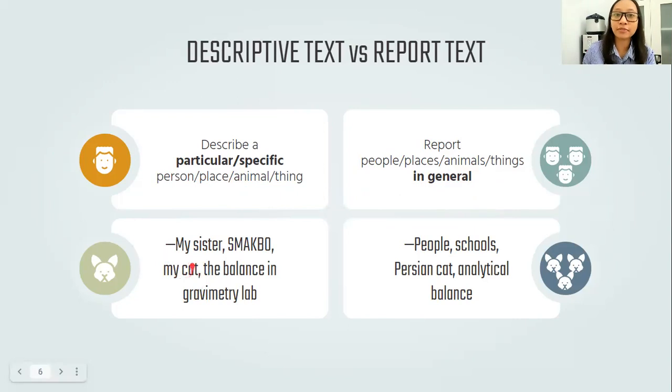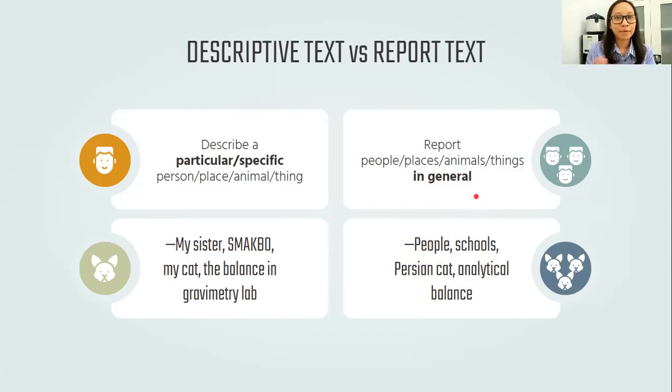Nah, itu descriptive text. Tapi kayak kalau yang report text, Persian cat. Persian cat is a cat coming from which country? Like the other cat, a Persian cat has 4 legs, and the function of the leg is to blah blah blah blah blah. Nah, itu report text.